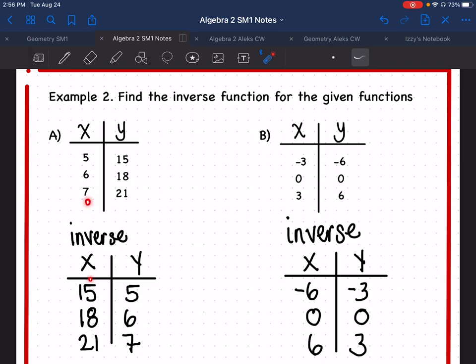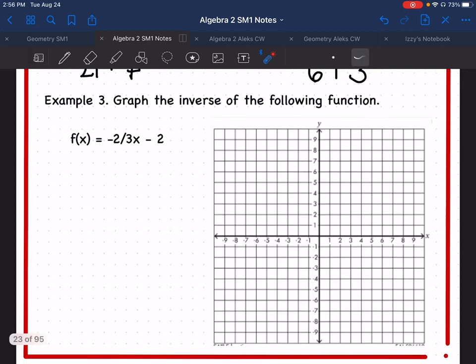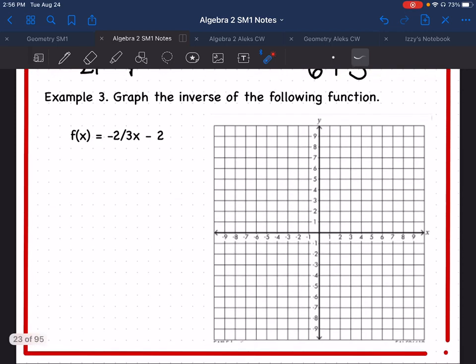Domain, domain, range, range. Take a look at what happened. Your domain becomes your range, and your range becomes your domain for your inverse. They just simply switched. Happened again. Domain becomes range, becomes domain. All right, let's go ahead and now take a look at an actual graph.